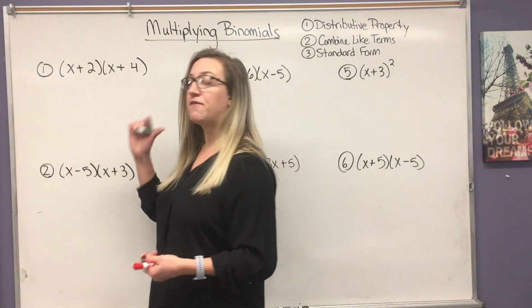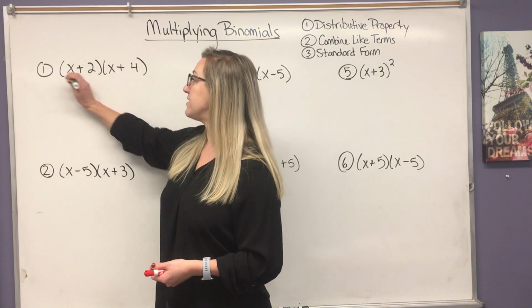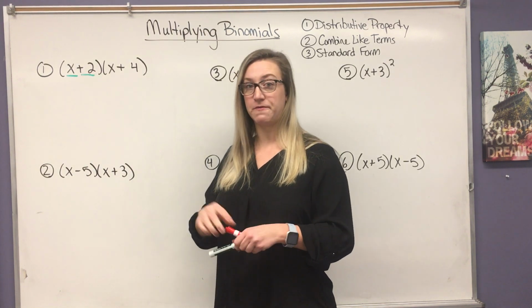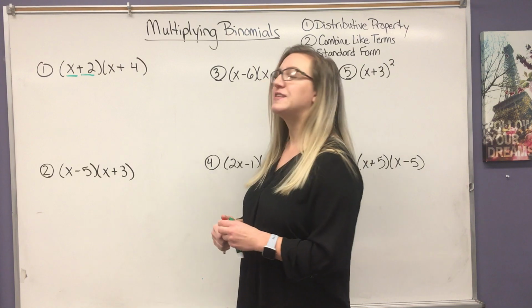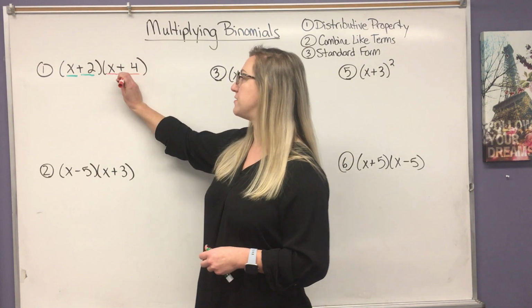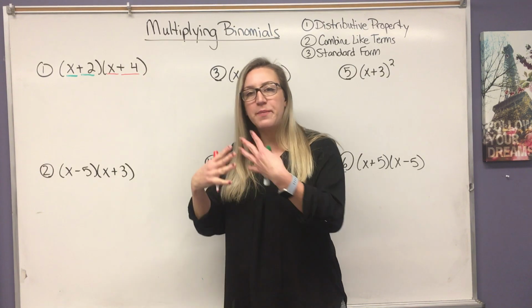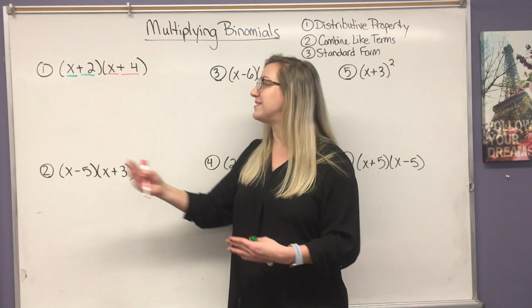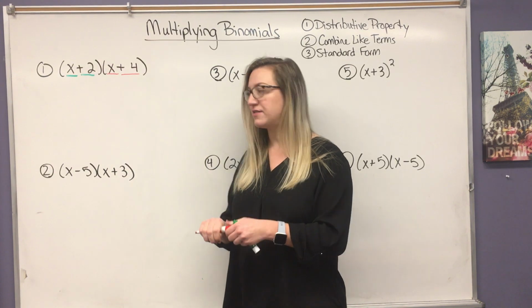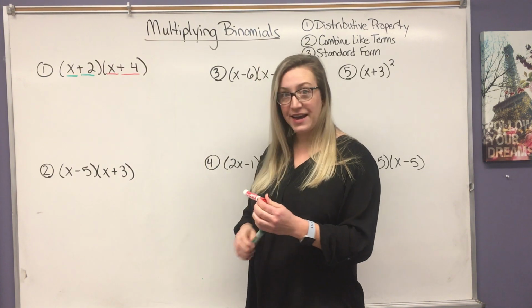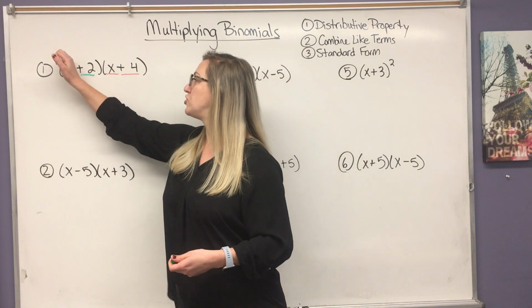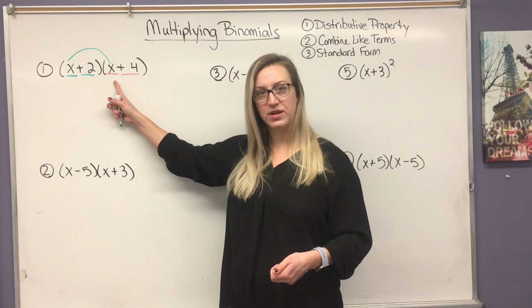Meaning, in my first parentheses, I have x and positive 2. Those are the first two terms in the first parentheses. And then in the second parentheses, I also have two terms, x and positive 4. So everybody in the first parentheses needs to get multiplied to everyone in the second parentheses. So I'm going to start with x, which is the first term in my first parentheses, and multiply him to x in the second parentheses.